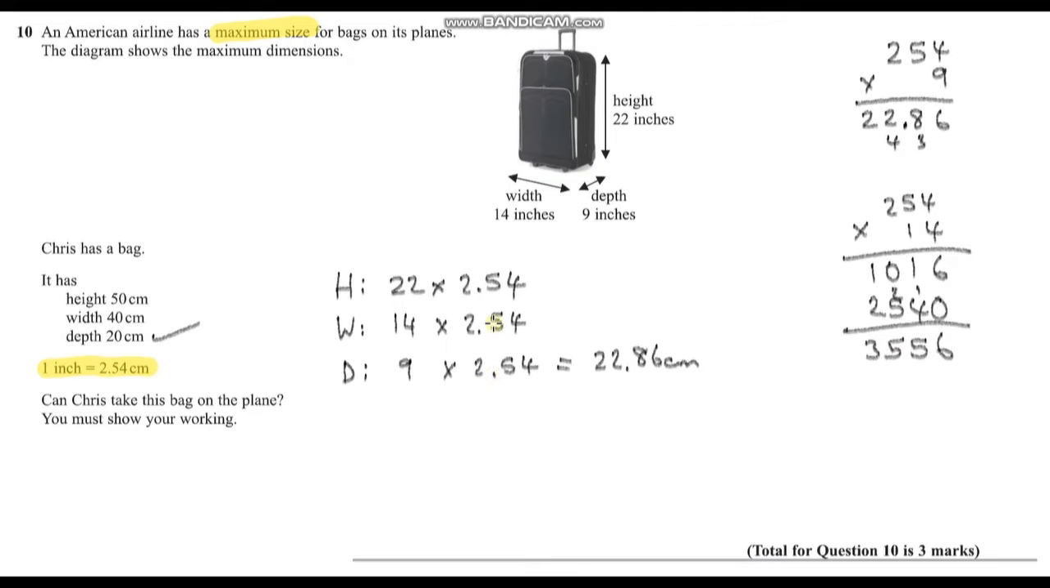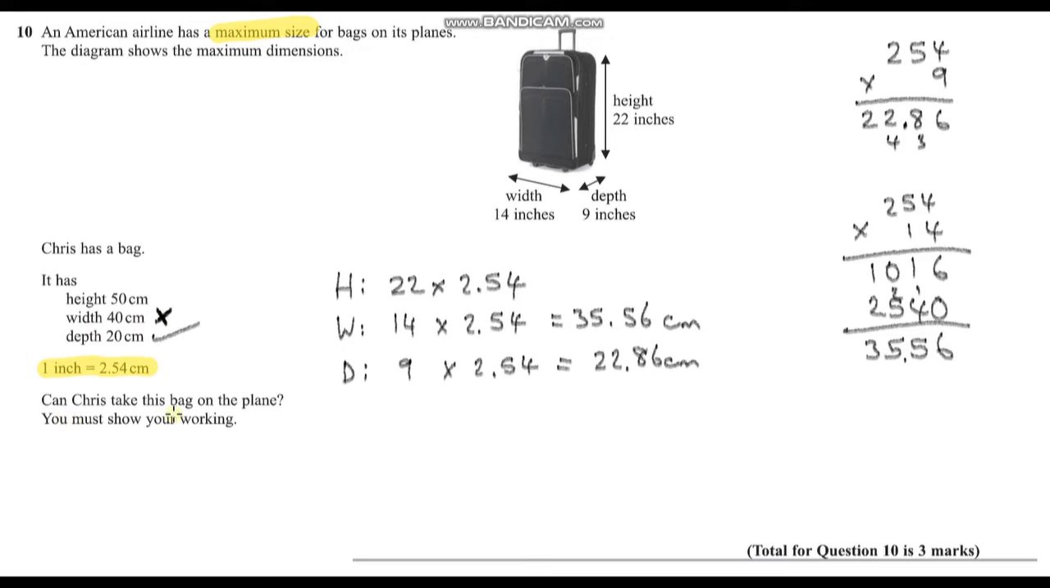And again, we've got 2 digits after our decimal, so we need 2 digits after our decimal. So our answer is 35.56 centimetres. Again, let's compare that with our width. Now we run into an issue here because Chris's bag has a width of 40 centimetres, but the maximum allowed is 35.56. So Chris's bag is not allowed on the plane. We don't even need to look at the height. Even if this one was fine, it would still not be allowed because the width is too big.